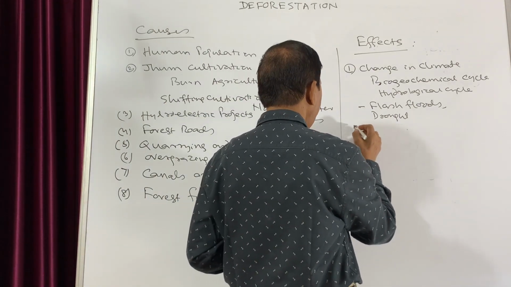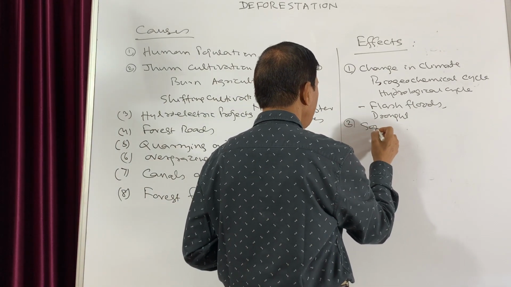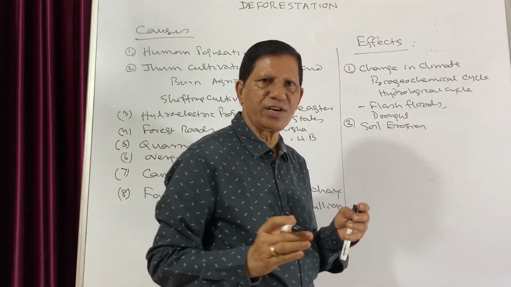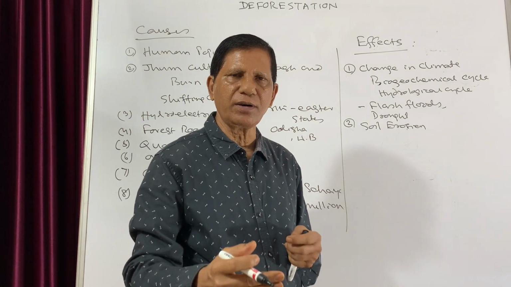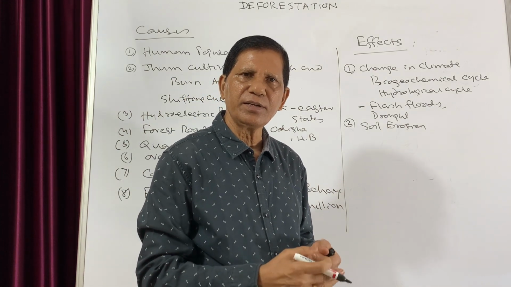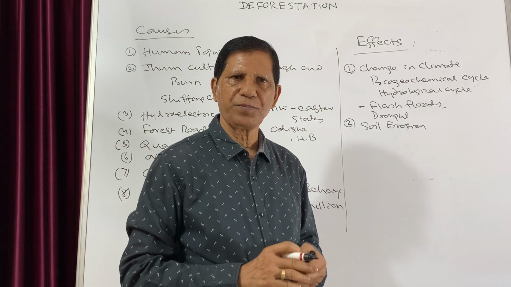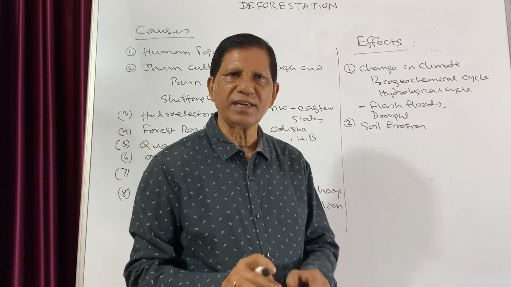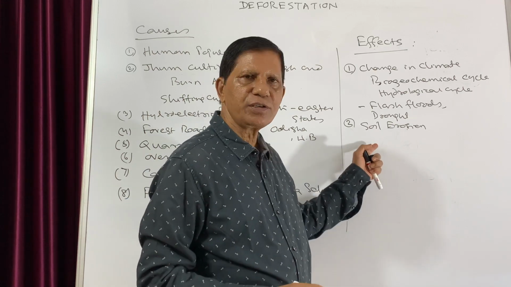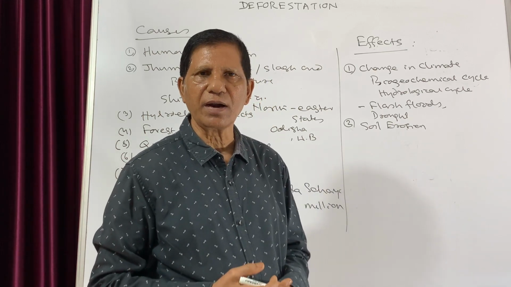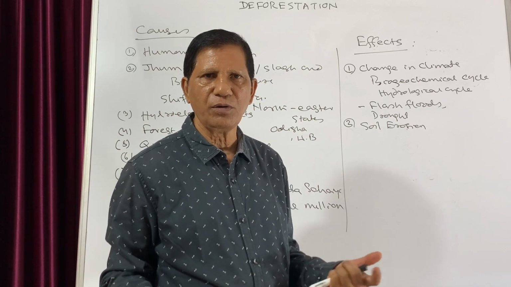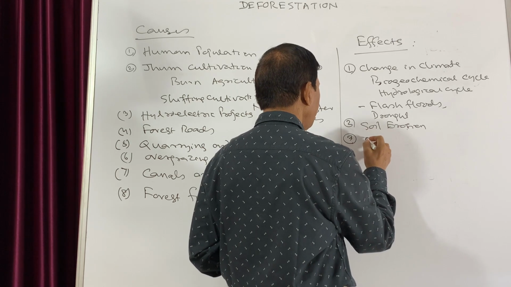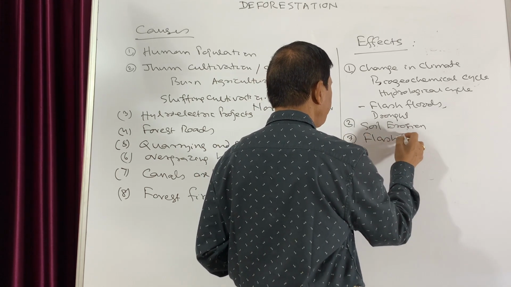Now the second point is soil erosion. Usually when there is rain and runoff water, the soil particles are also washed away. But the forest plants, through their roots, can check it. If there is deforestation, it will lead to soil erosion and the fertility of the land will be lost.